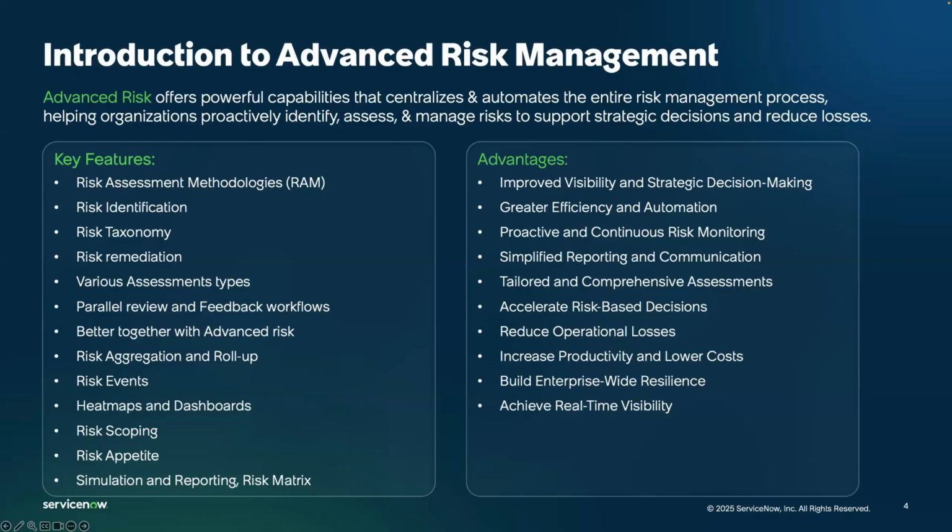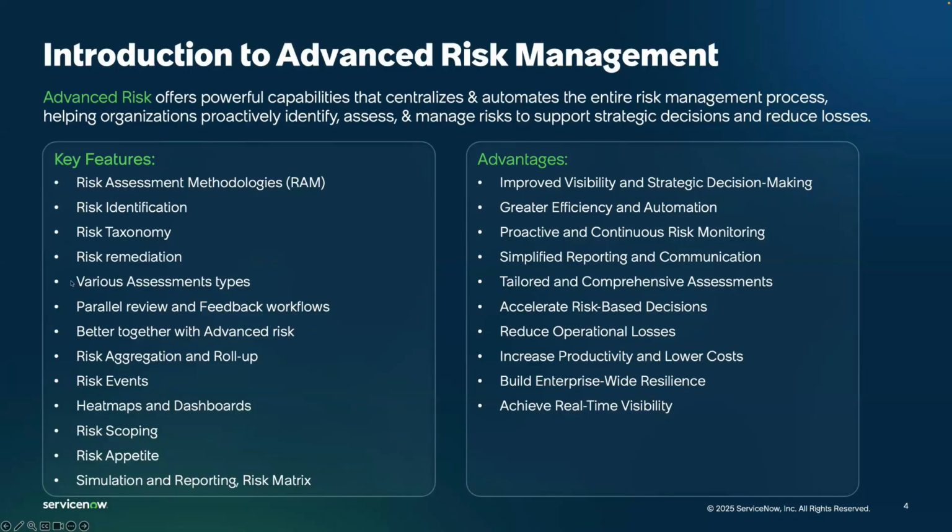Below are some of the key features offered as part of the Advanced Risk Management app. First and foremost, super important is the risk assessment methodology: a flexible framework for creating custom risk assessments using various factors and calculation methods for accurate scoring. Then risk identification, a structured process for discovering, analyzing, and documenting a new risk. Taxonomies, a standard classification system for categorizing risk consistently across the organization.